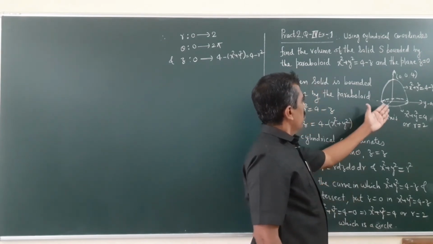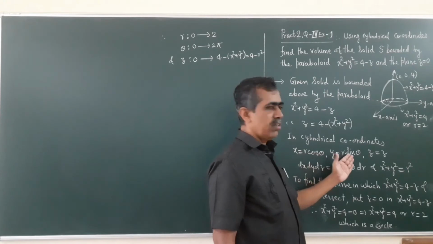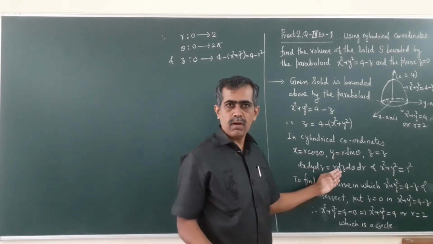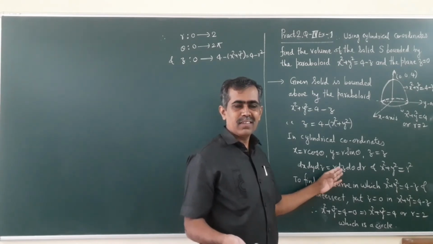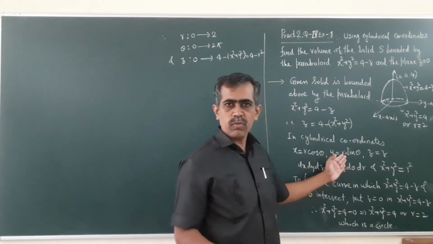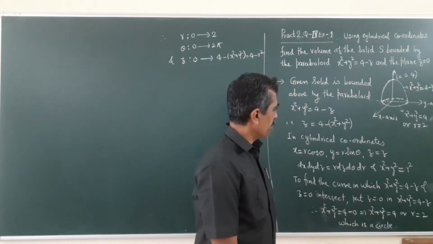Now, we will go to cylindrical coordinates. In cylindrical coordinates, x is r cos theta, y is r sin theta, as usual, z is z, dx dy dz will be r dr d theta dz, in any order, and x square plus y square is r square cos square theta plus r square sin square theta, and that is r square.